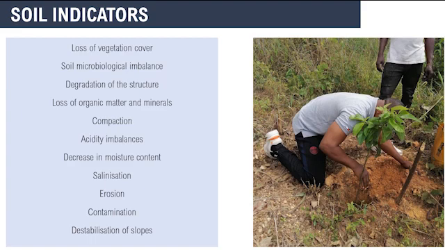Decrease of the moisture content. This also is another soil indicator that means that we are drying the soil, right? So sometimes it is when we are digging a well and you are removing water from the soil, you are leading to a decrease in the moisture content.